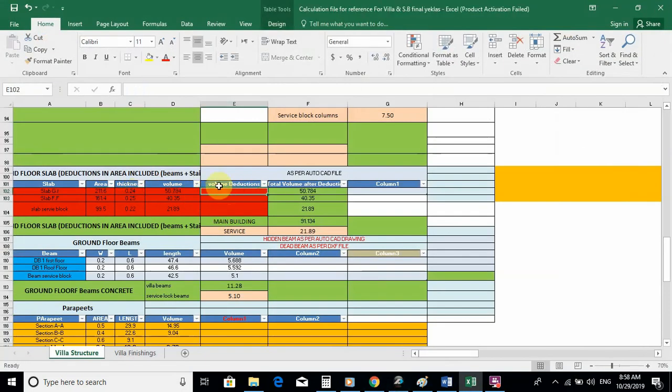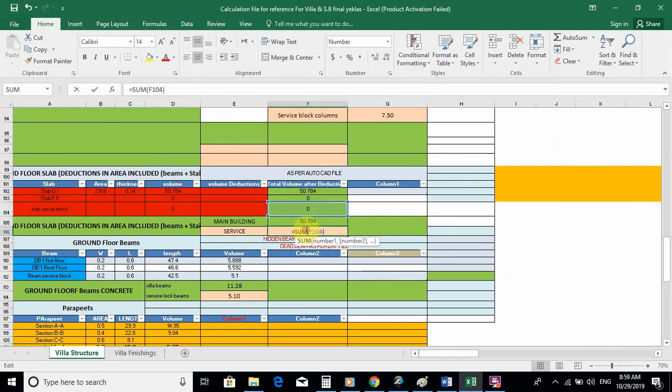No need for deductions, because if you make a volume deduction, it will show you later, but no need now. This is old stuff. Okay, just make sure.